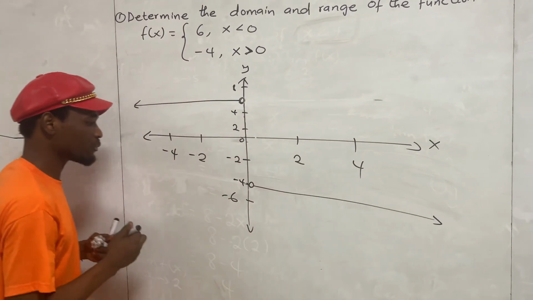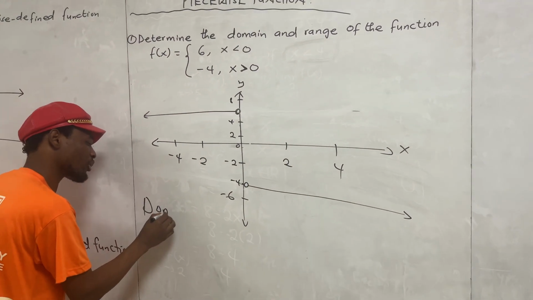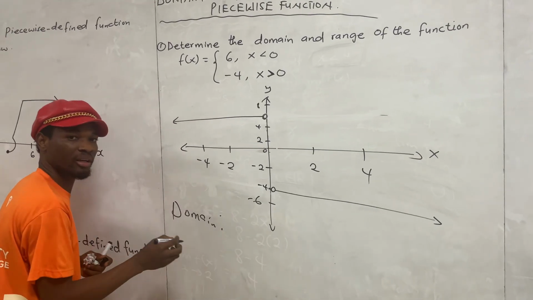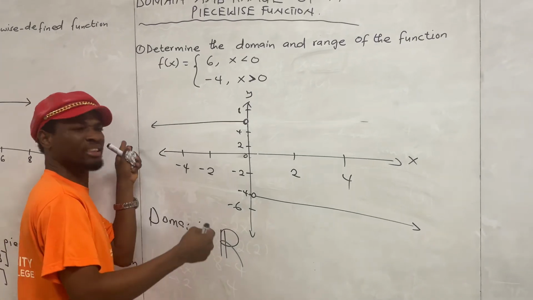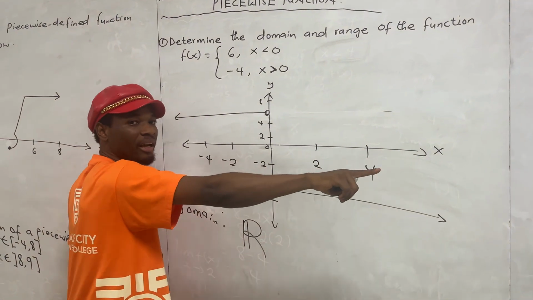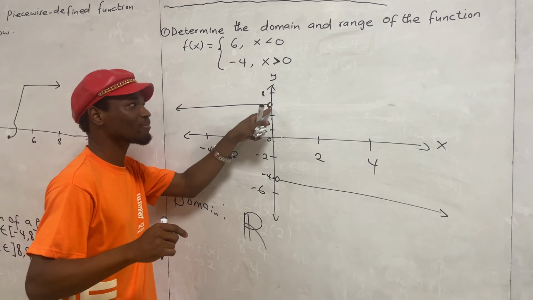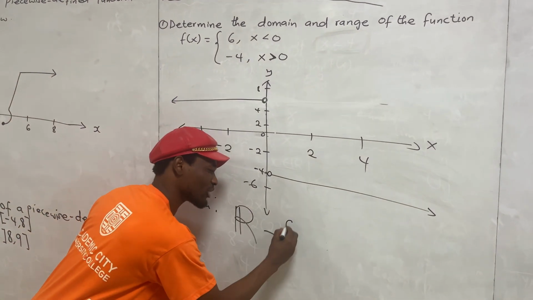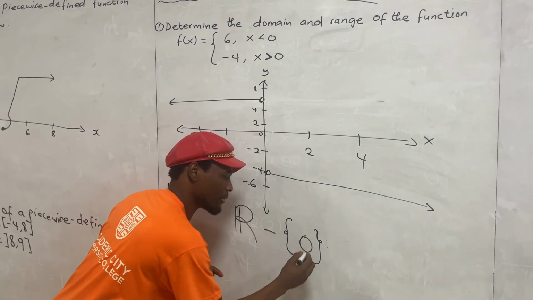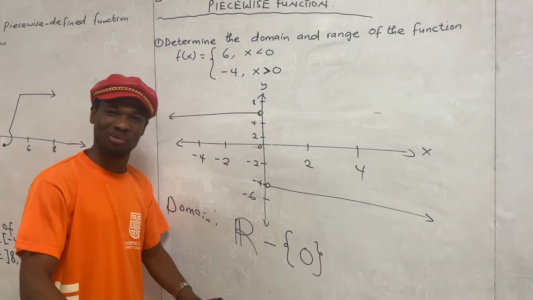So therefore, the domain of this function is the set of all real numbers, whether positive numbers or negative numbers. Remember, except 0. So what do I do? Minus what? Then I have my 0. As simple as that.